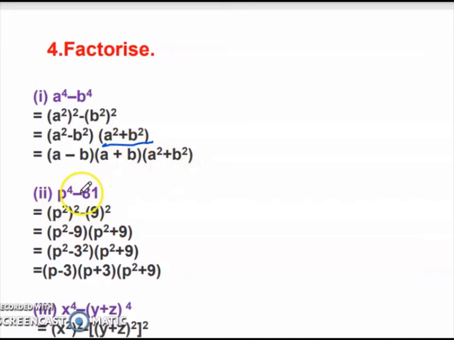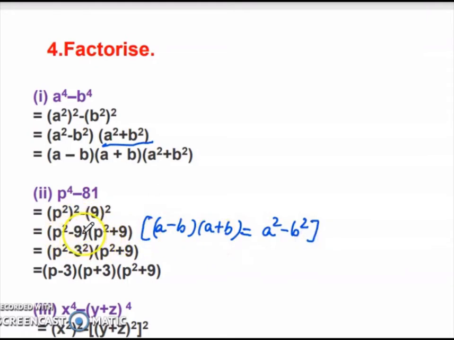Now the second one also, p raised to the power 4 minus 81, has been done in a similar way. P raised to the power 4 has been written as p square the whole square, minus 81 has been written as 9 square. So you can factorize this as p square minus 9 into p square plus 9. So this is by using the identity a minus b into a plus b is equal to a square minus b square. This is the identity we have used here.